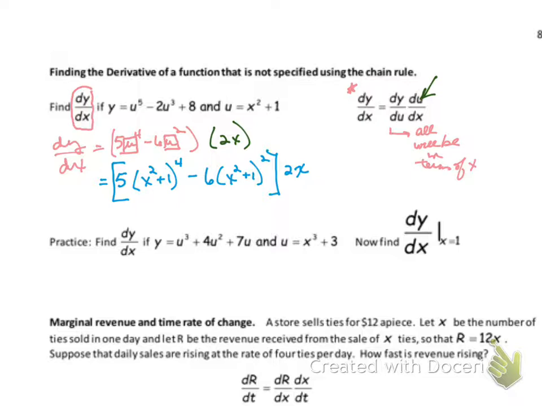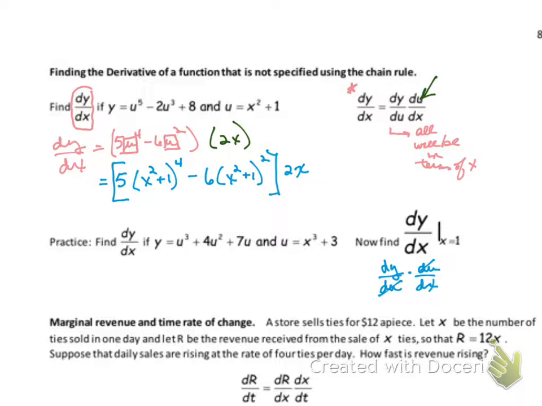Okay, here's a second one to practice. Find dy dx if y equals u cubed plus 4u squared plus 7u, and u equals x cubed plus 3. I don't really have y as a function of x, but I do have dy du, and I can multiply that by du dx, and then think about kind of canceling like this. You don't actually do that, but you can see how dy dx jumps out at you.